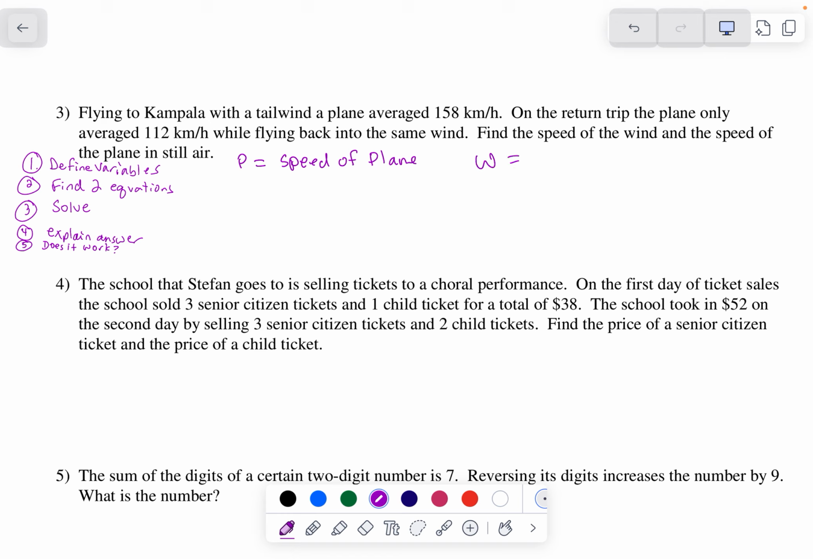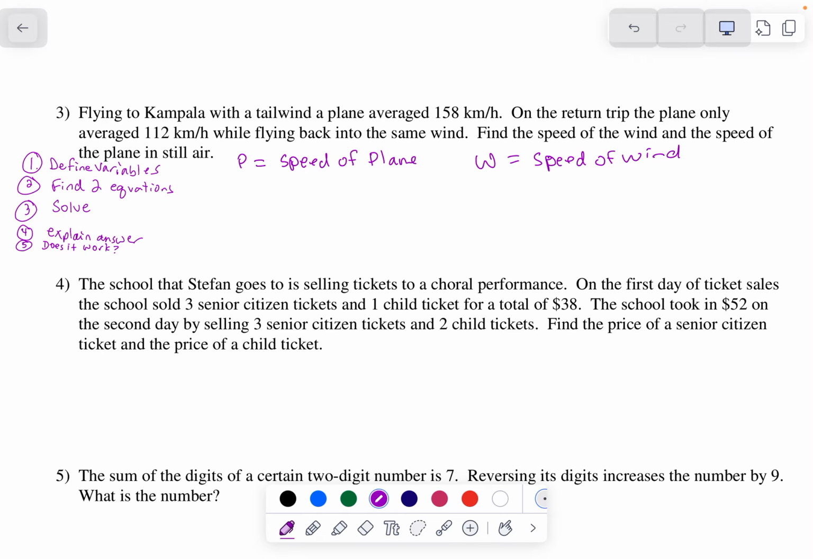I'm going to call W the speed of the wind. So I've defined my variables. If you want to call them X and Y, go for it. It doesn't matter. I just use P and W to help me keep track of what is what. The speed of the plane, I'm going to call P. The speed of the wind, I'm going to call W. Now let's find our 2 equations.